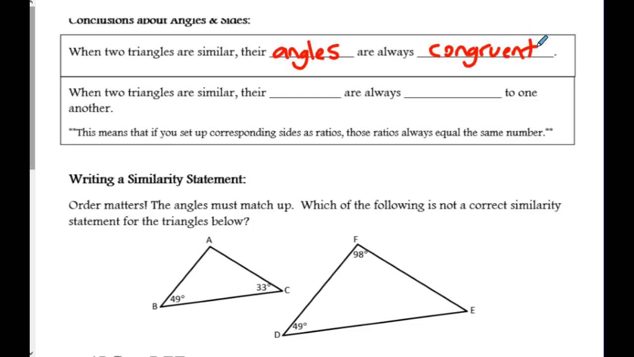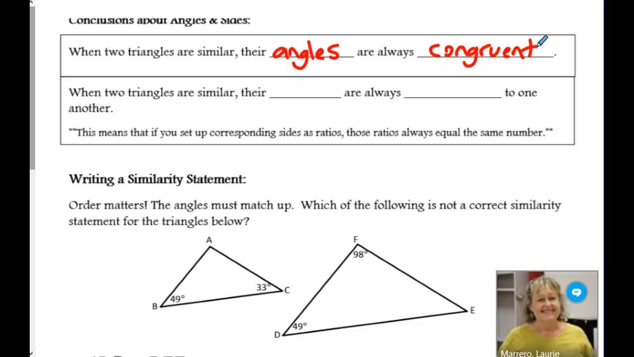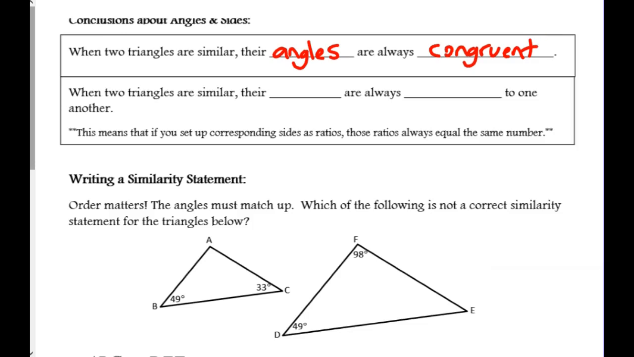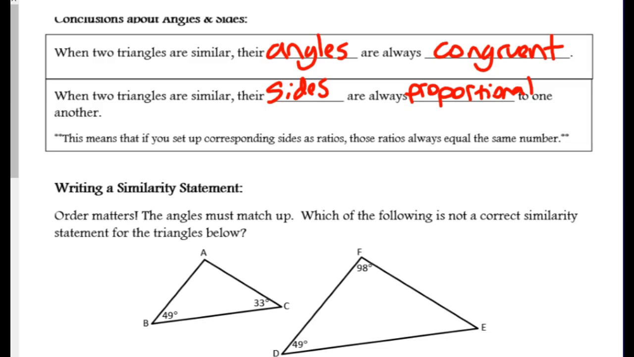Then it says, on the second part, when two triangles are similar, their blank are always blank to one another. Their sides are always, and that's that P word, proportional to one another. So this means that if you set up corresponding sides as ratios, the ratios are always equal to the same number. It's always going to be the same number.